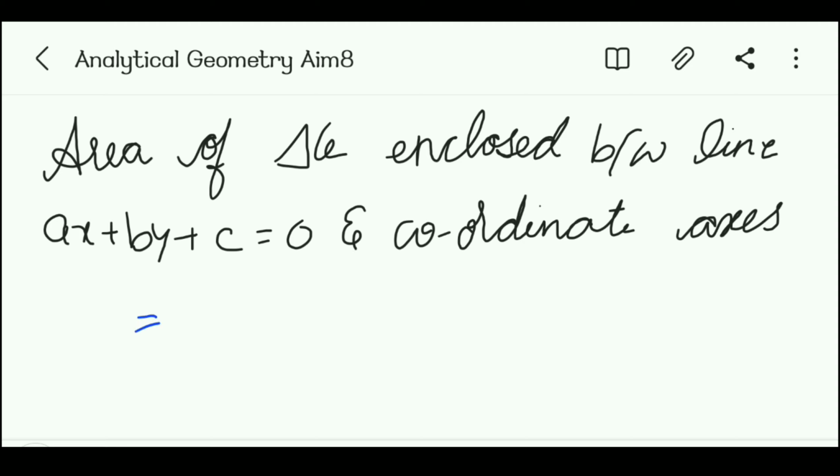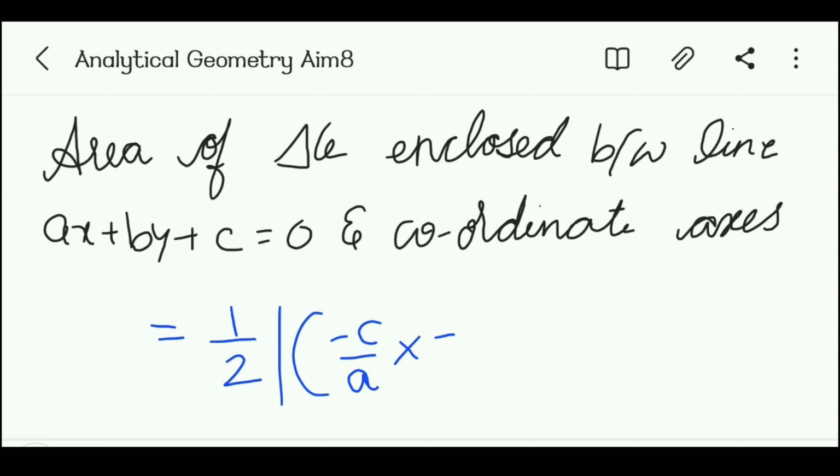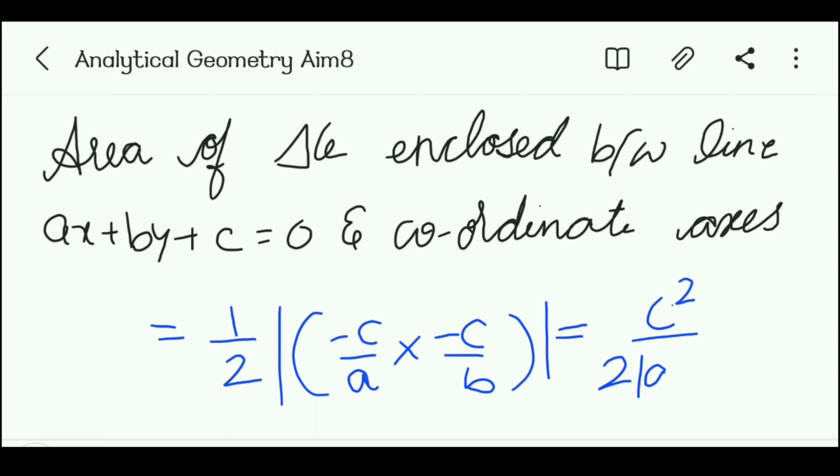It will be half of the modulus. Remember, modulus means everything will become positive if something is in modulus. So half of minus c by a into minus c by b, enclosed in modulus, that will be equal to c square by 2 into ab, in modulus, in square units, because it is the area. That's why we are writing square units.